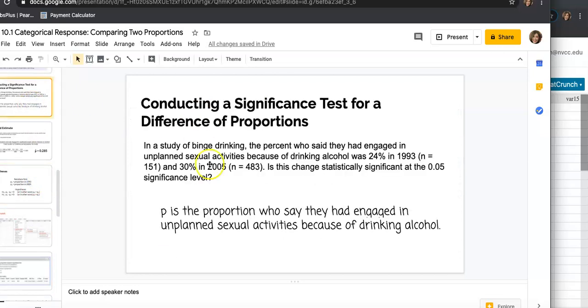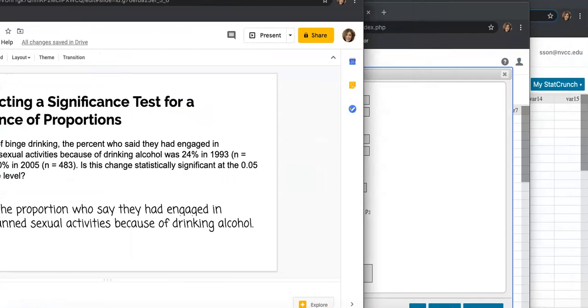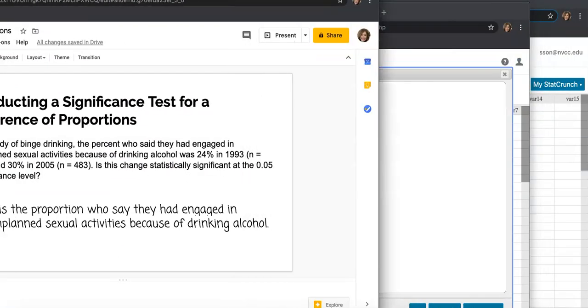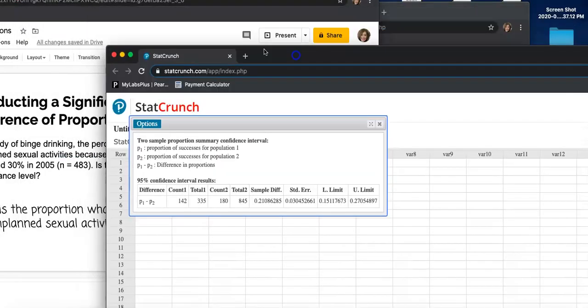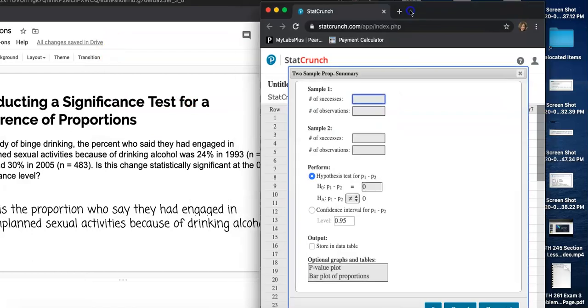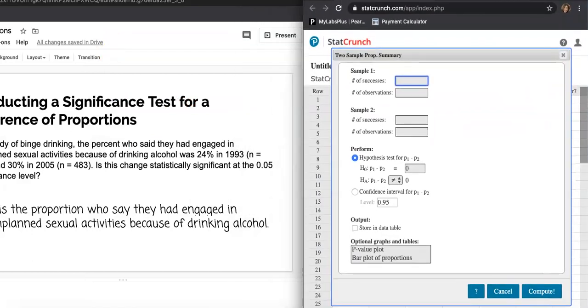All right, let me go ahead and use this and start typing in my numbers here. Oh, this is from a previous problem. This is what I want now. All right, ready?